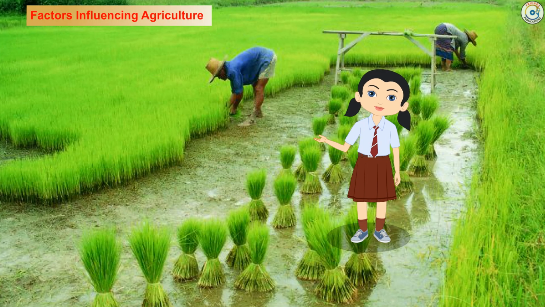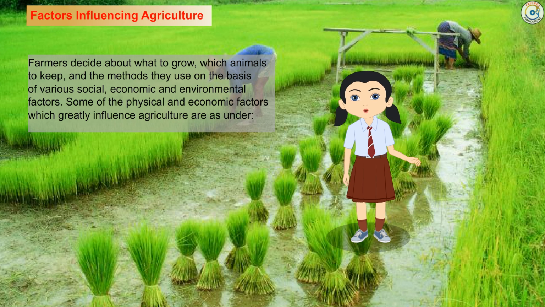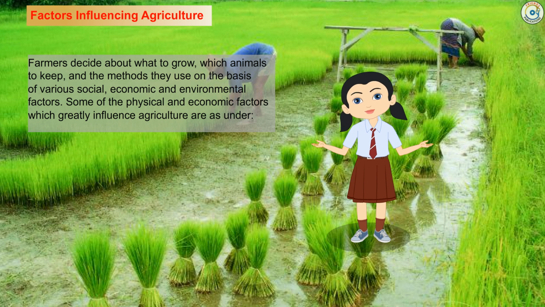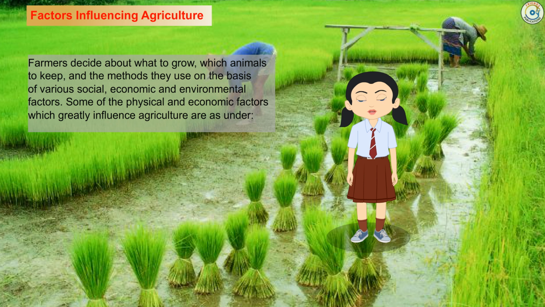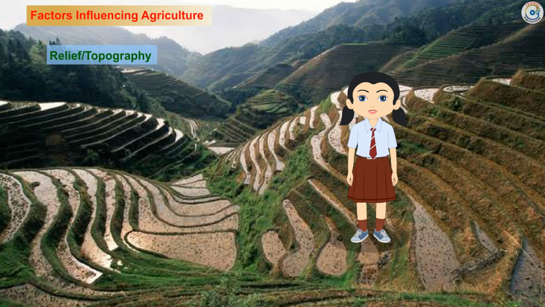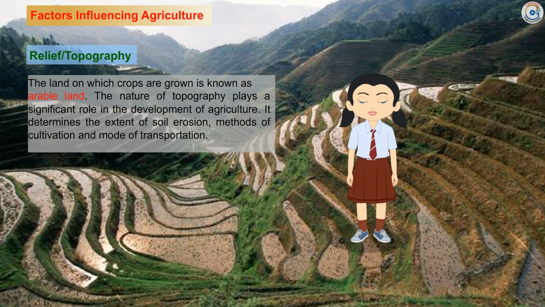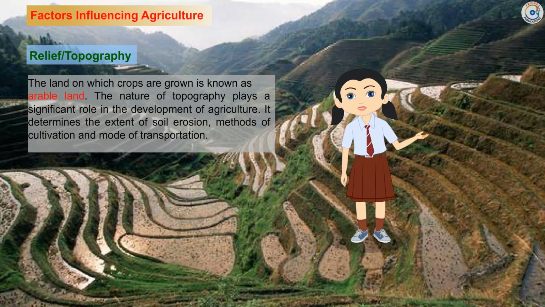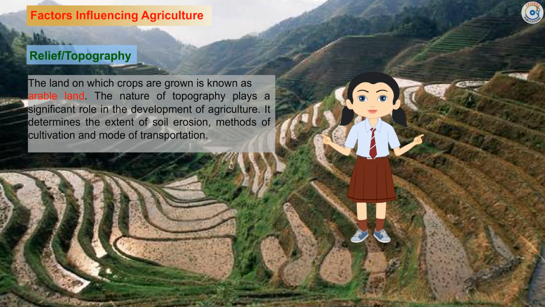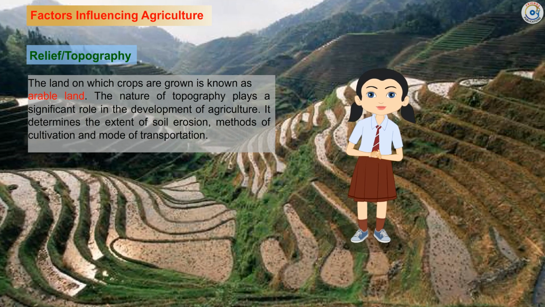Factors influencing agriculture. Farmers decide about what to grow, which animals to keep, and the methods they use on the basis of various social, economic, and environmental factors. Some of the physical and economic factors which greatly influence agriculture are as under. Relief or topography. The land on which crops are grown is known as arable land. The nature of topography plays a significant role in development of agriculture. It determines the extent of soil erosion, methods of cultivation, and mode of transportation.